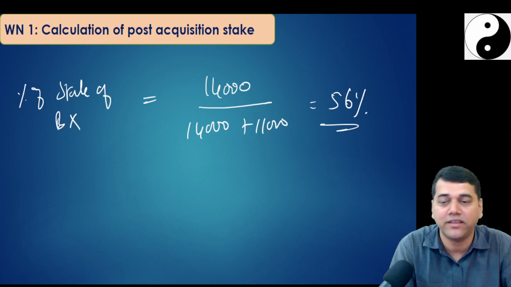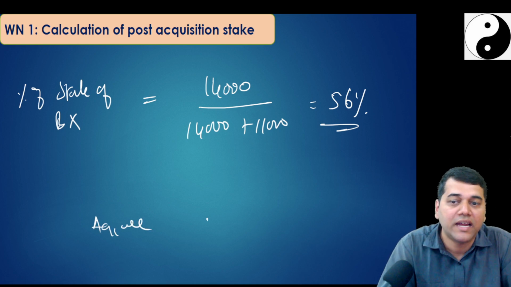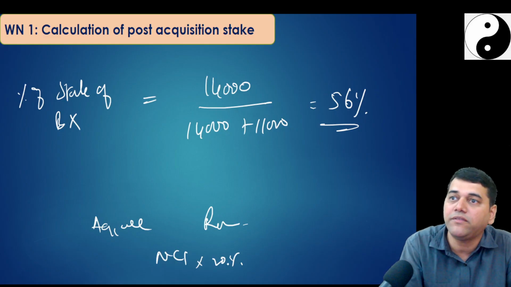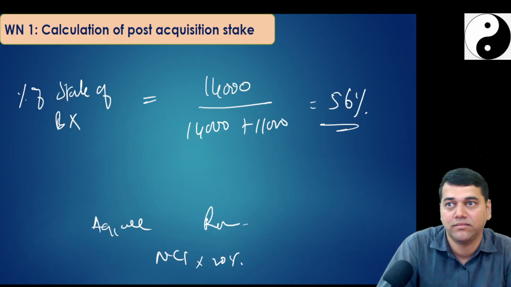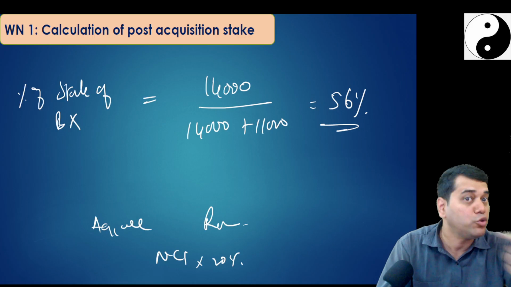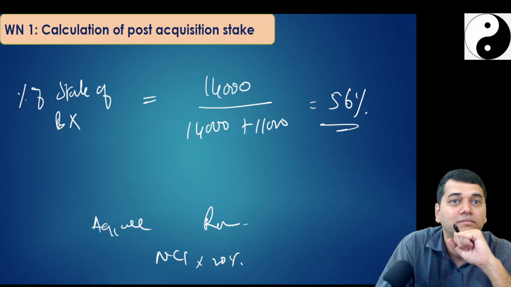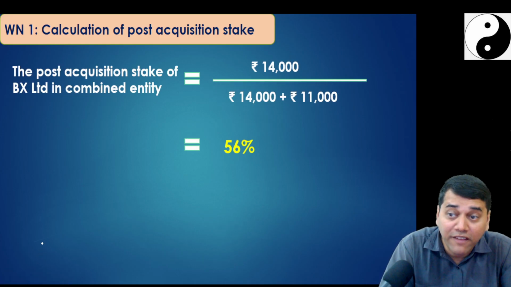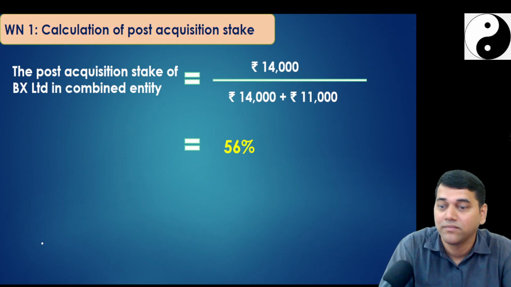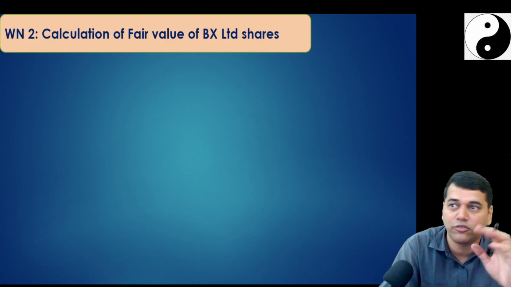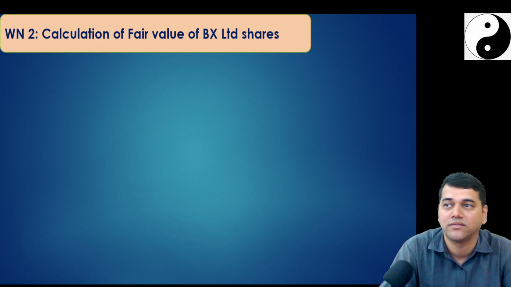Only for NCI, see, there is an acquiree and an acquirer. When you calculate NCI, say 20% into, you multiply with the share price of the acquiree. But when you issue the purchase consideration, it is your number of shares into your share price. What is your fair value? 10 is the nominal value. What is the fair value of BX? Okay, second, working note number 2. What is the fair value of BX shares? Do the calculation of the fair value of the BX shares.